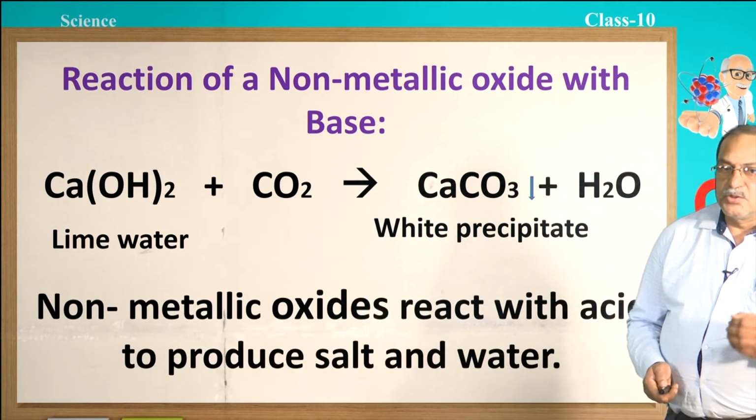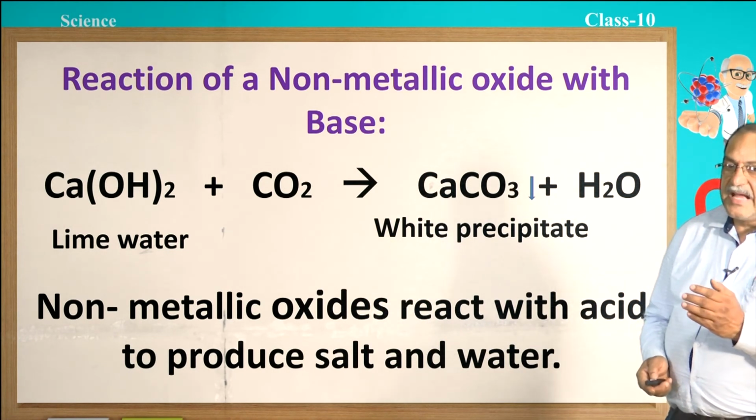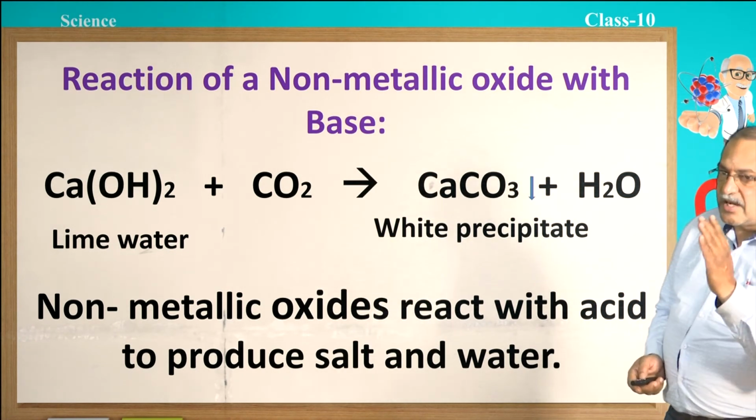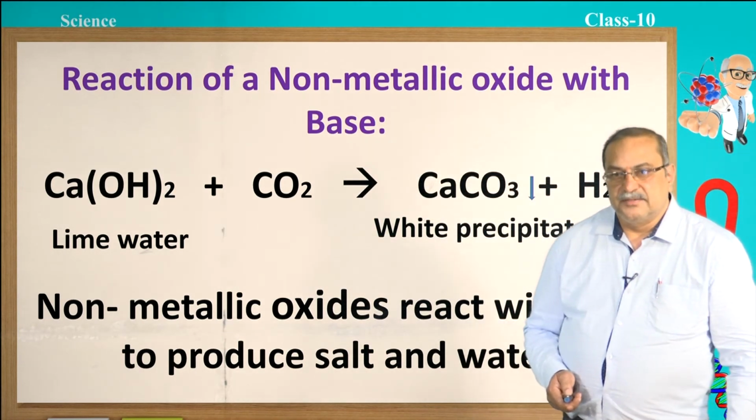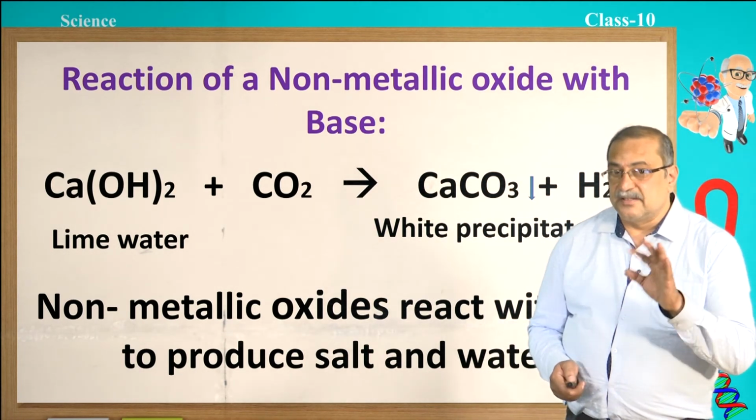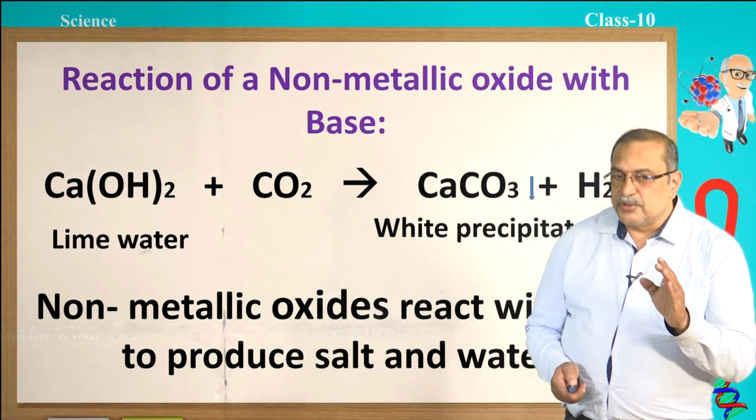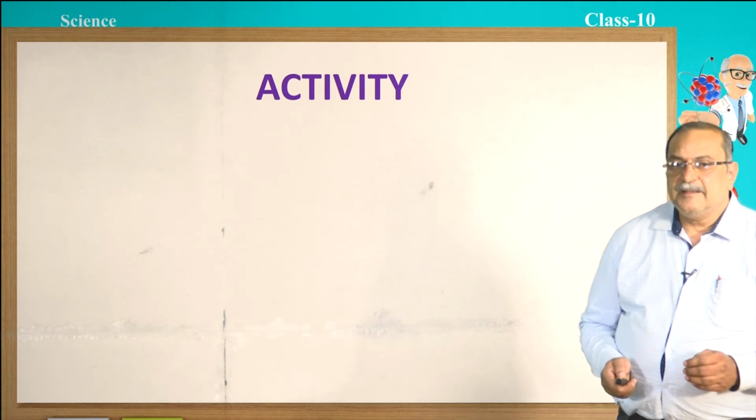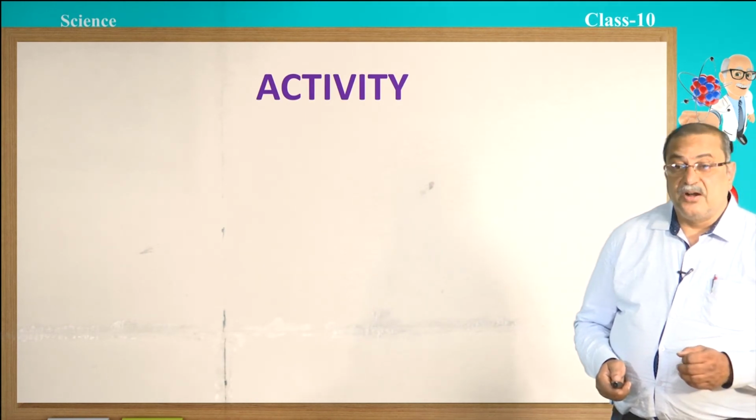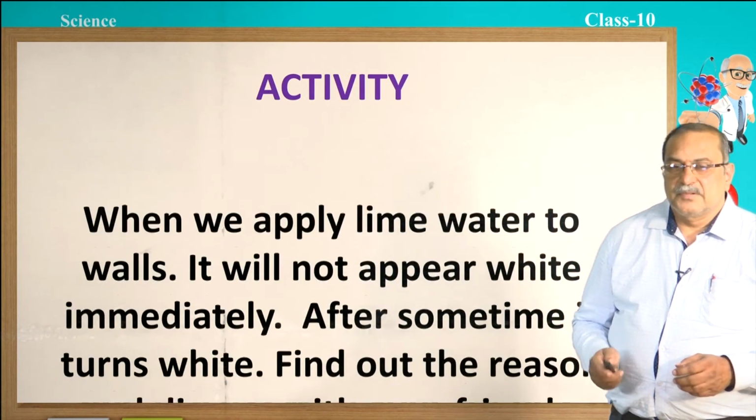Okay. So, metal oxides react with acid to produce salt and water. So, commonly metal oxides are going to produce salt and water in this case. Clear? So, next we are going to have one activity, children.